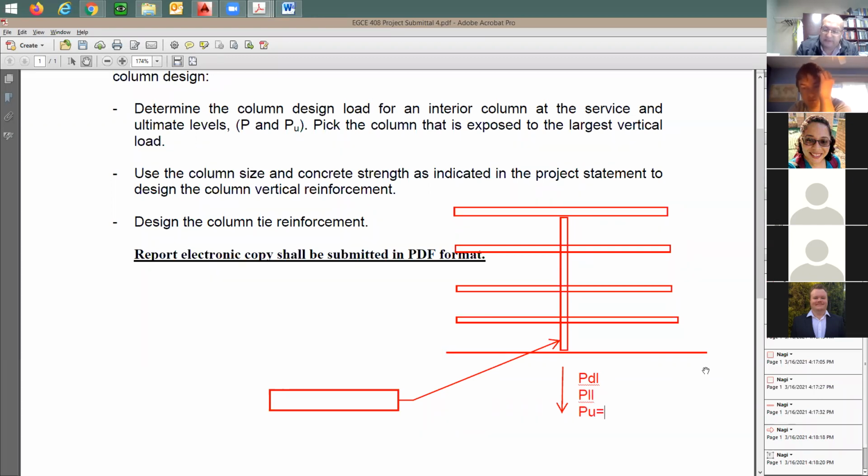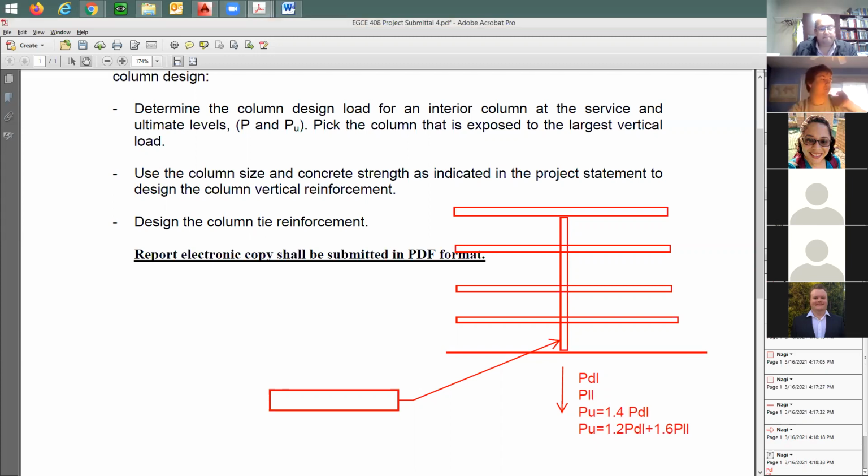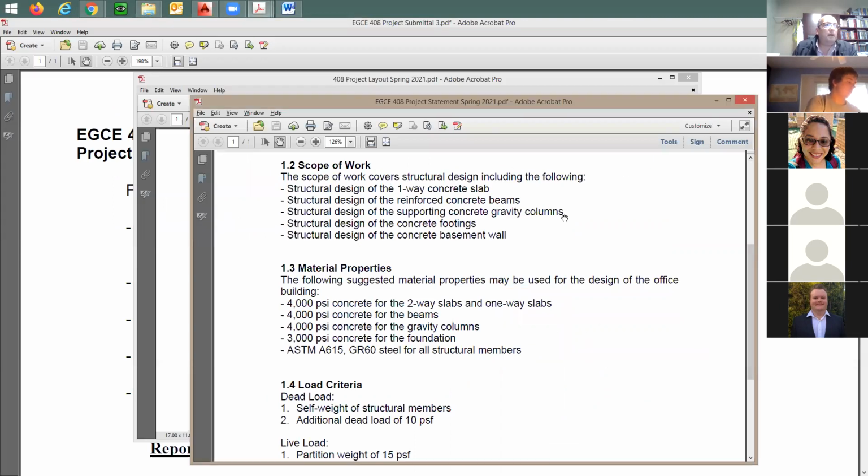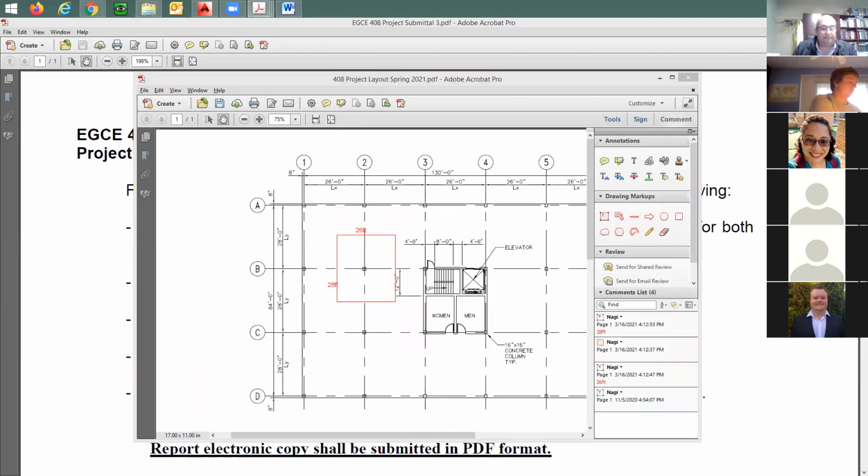How do you do this? PU equals 1.4 P dead load, versus PU equals 1.2 P dead load plus 1.6 P live load. You see which one is going to be higher in value and just use it in your design. Questions? All right.